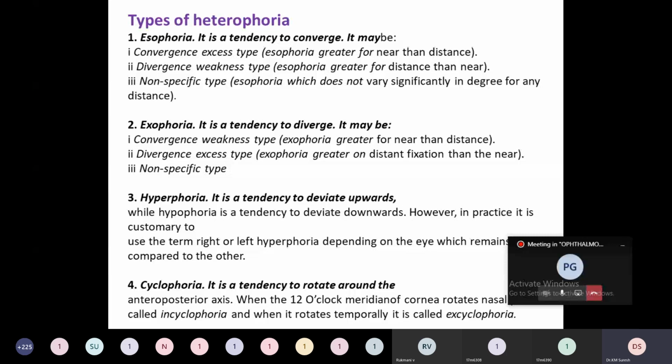Cyclophoria is a tendency to rotate around the anteroposterior axis. When the 12 o'clock meridian of the cornea rotates nasally, it is called encyclophoria, and when it rotates temporally, it is called excyclophoria.